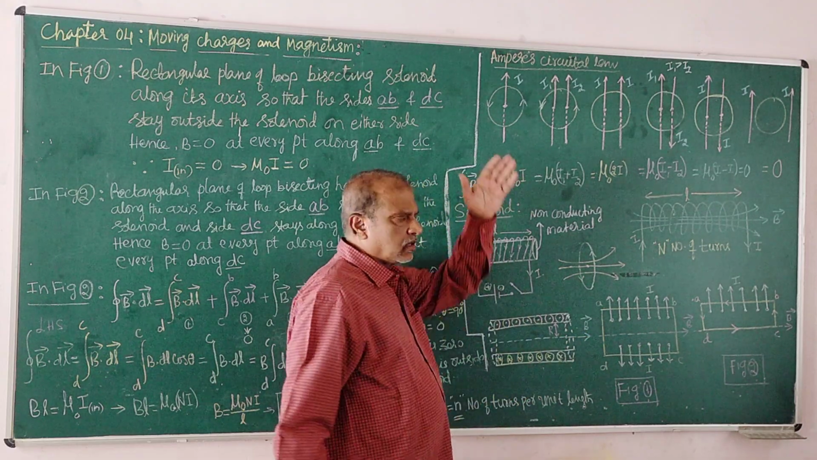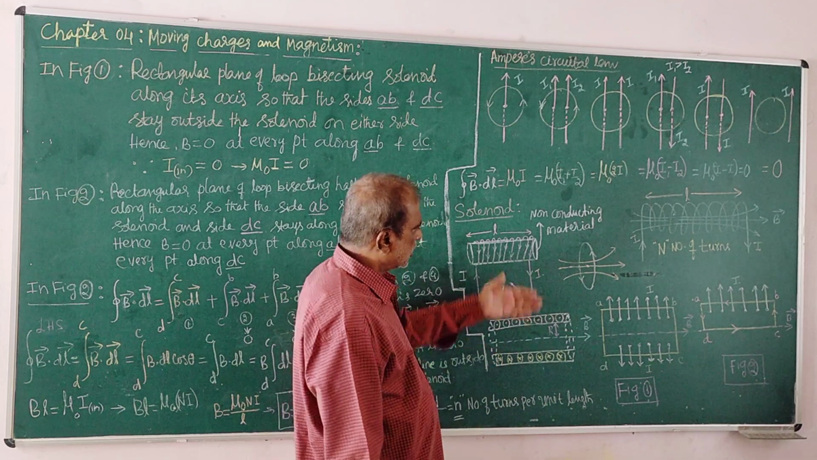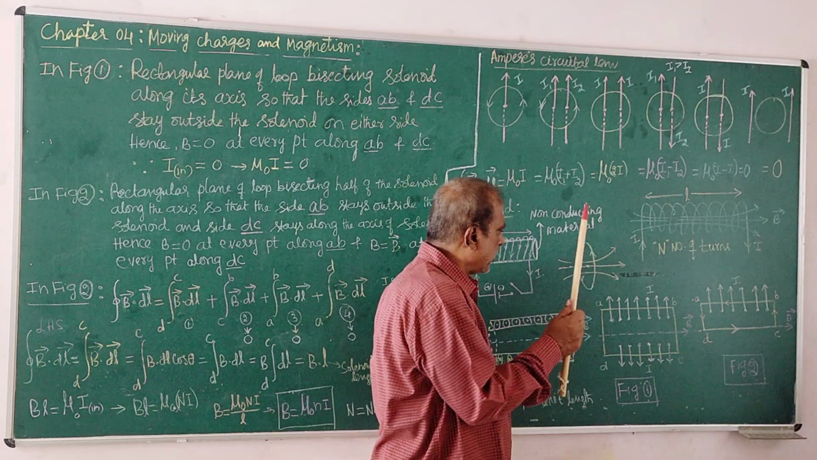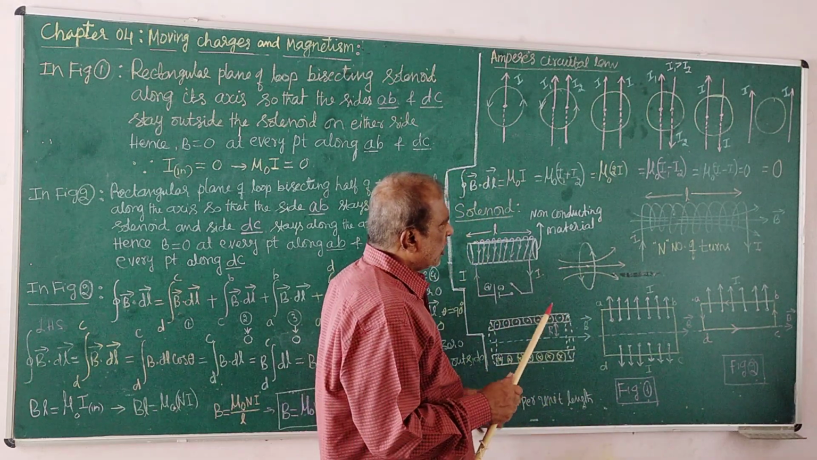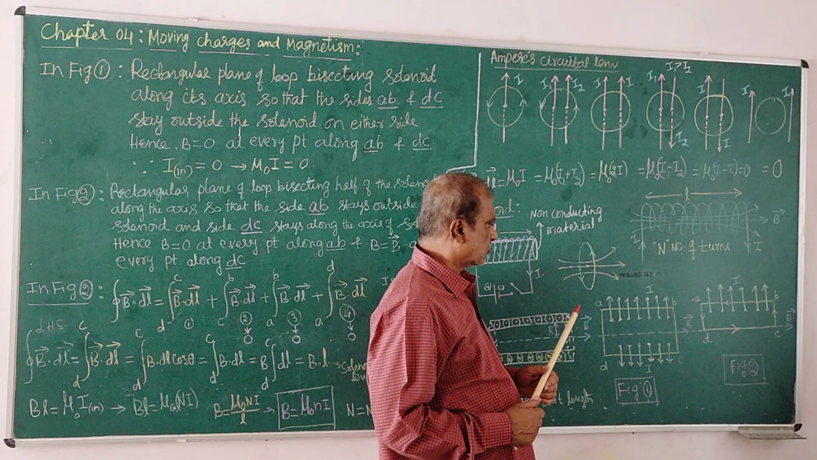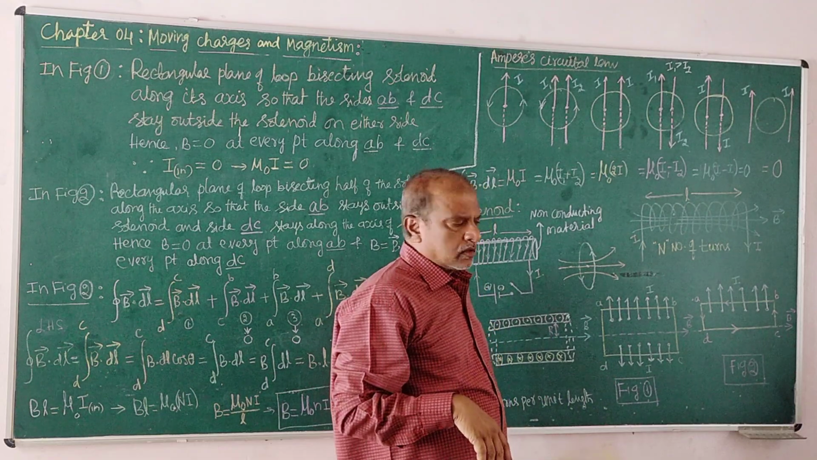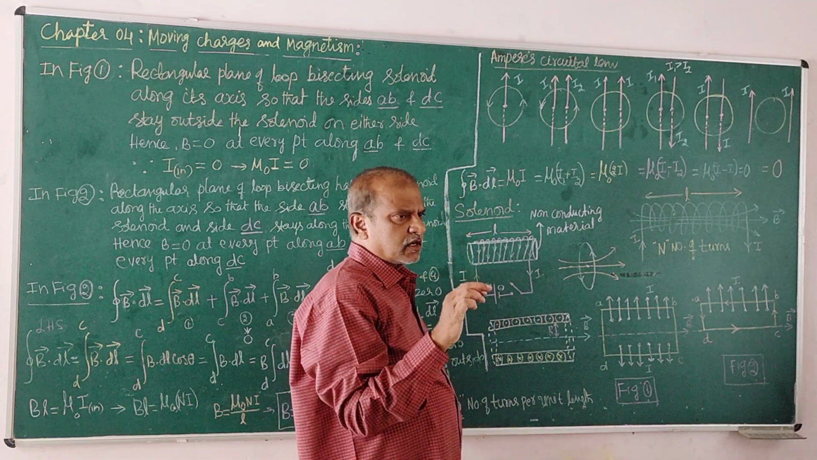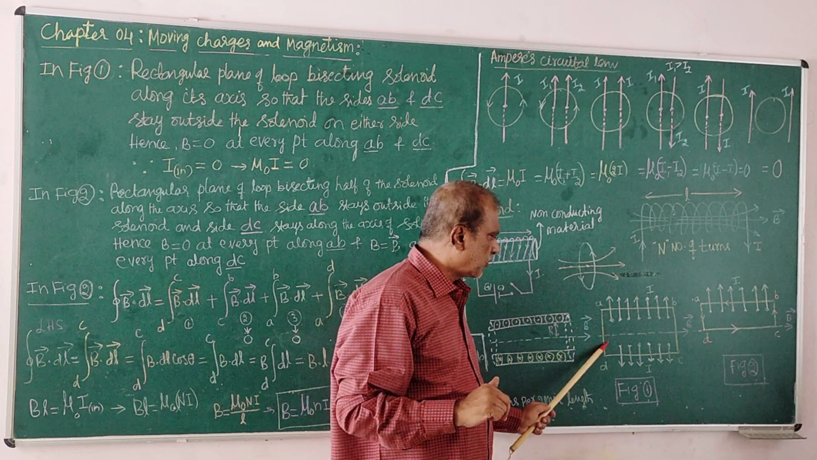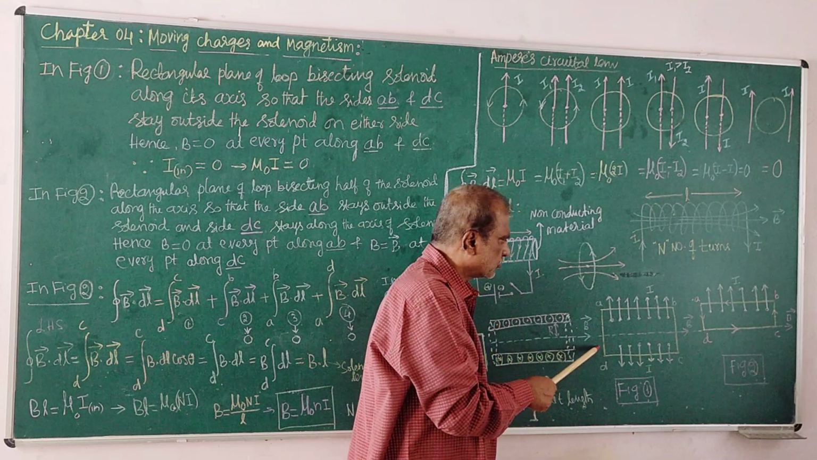This is the diagram showing the cut section. Our aim is to find the magnetic field along the axis. For that we have to use Ampere's circuital law. We are using one ideal loop. This ideal loop means a rectangular loop. A rectangular loop I am considering.